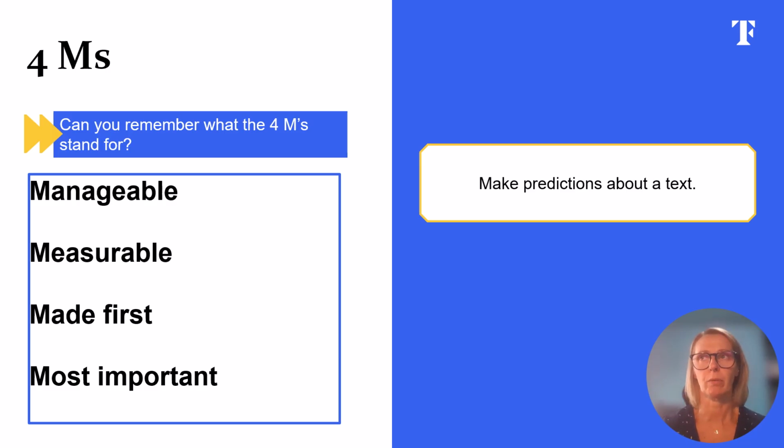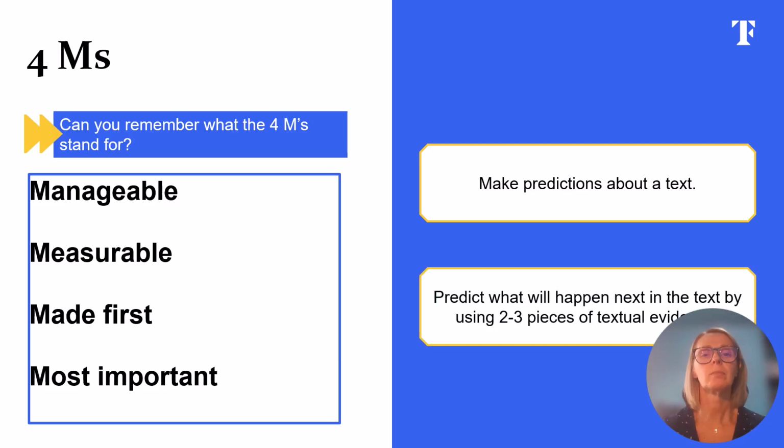Some of the most important information does appear, but some is also missing. Instead, we could rewrite this to predict what happens next in the text by using 2 or 3 pieces of textual information. This is specific and allows the pupils to understand clearly what is expected of them, so that it is clear for you to assess that they have achieved it and praise pupils accordingly.